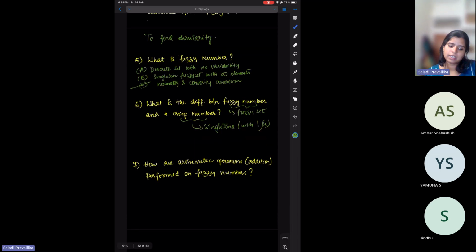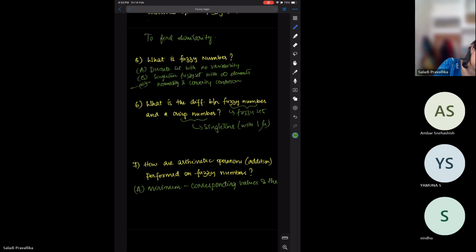So, how are arithmetic operations, specifically addition, performed on fuzzy numbers? I'll read it out again. By finding the minimum of corresponding membership values and then taking the maximum of the result. Okay, right. Minimum of corresponding values and then taking maximum of the result.